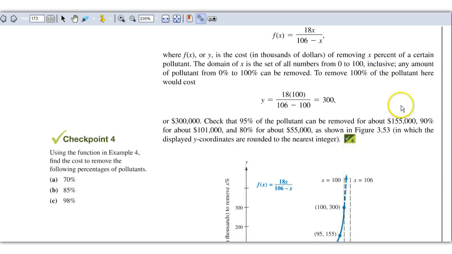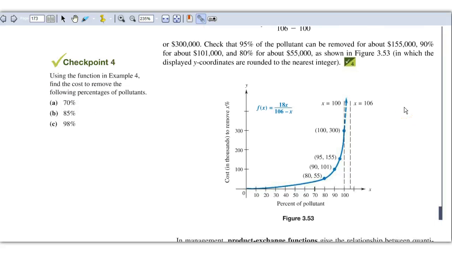Now, as we look at the actual curve and data that was placed in there, we can see if we want to remove 90%, which would be down here, we'd go up to this point, and if we went over, it would be about $101,000, and then 95%, which would be about there, that would be $155,000, which is what they're describing there, and so on and so forth.